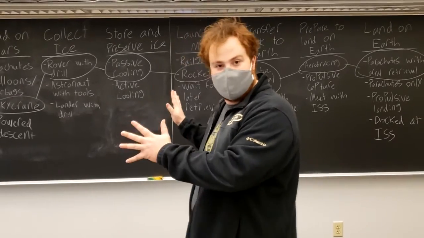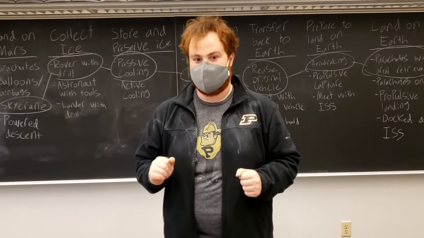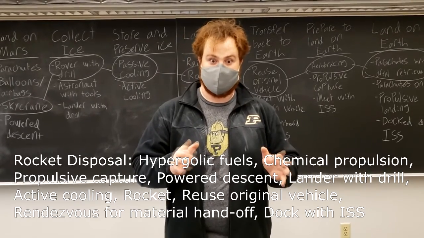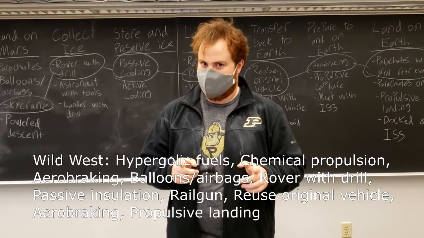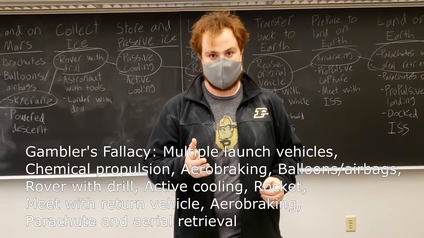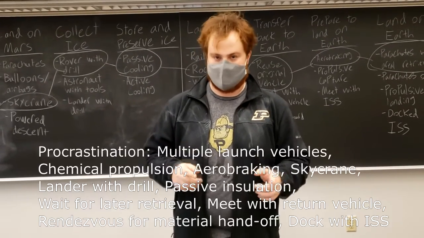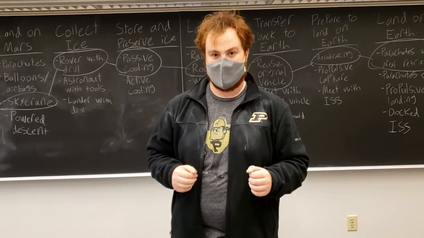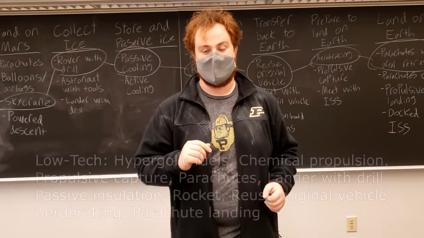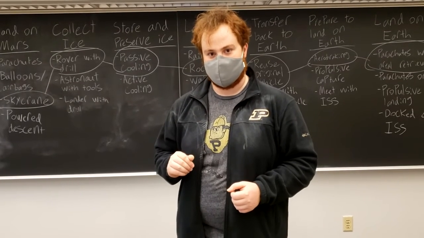In addition to the emulating NASA design that was shown on the board, 9 additional concepts were generated by the team. This includes colony foundations, rocket disposal, the Wild West, roll the dice, gambler's fallacy, direct descent, procrastination, we'll get there eventually, and low tech. Now, with all of these concepts generated, we go on to concept selection.